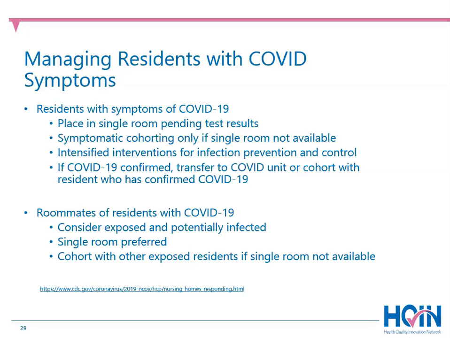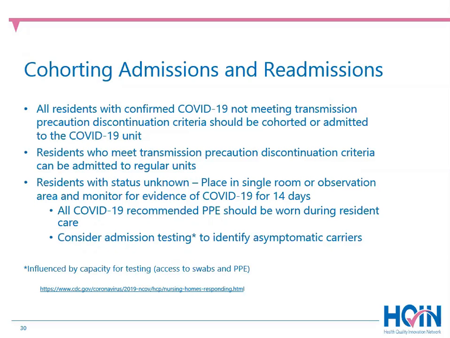Next slide, please. If your facility is receiving new admissions or readmissions who have been confirmed to have COVID-19, you'll need to carefully assess each resident for placement in your facility. If criteria for discontinuation of transmission precautions has not been met, they would be admitted to the COVID care unit. If they have met the criteria for discontinuation of precautions, they would be admitted to a regular unit.